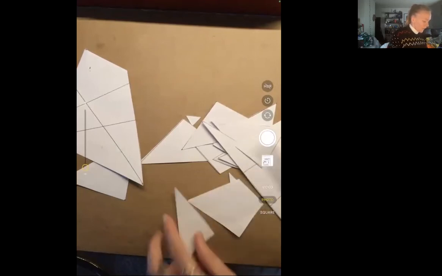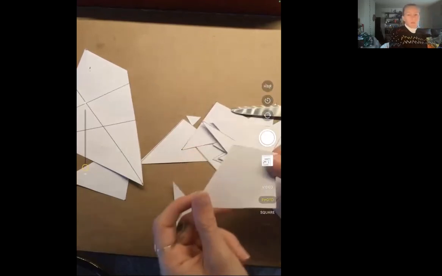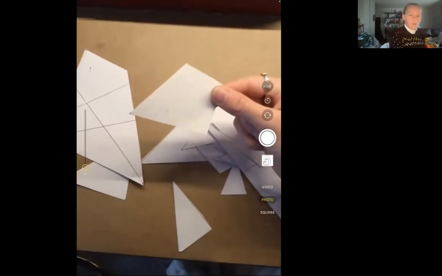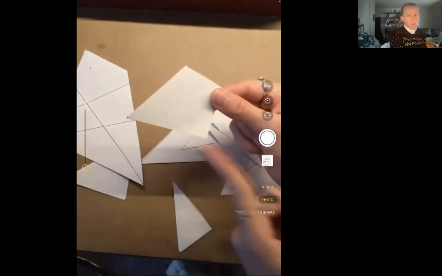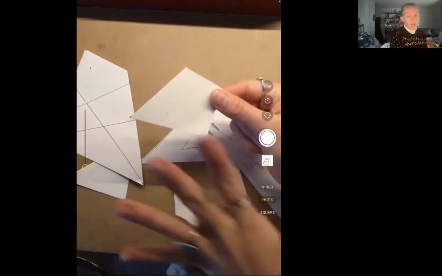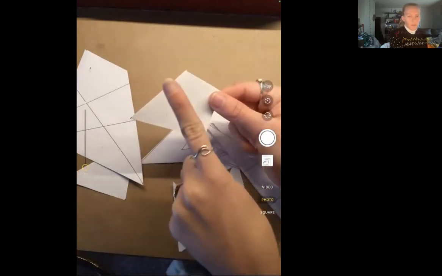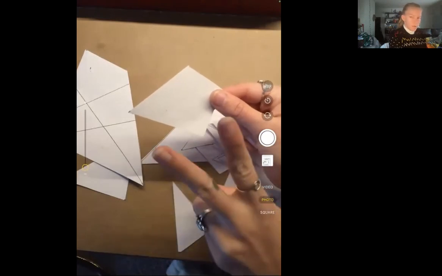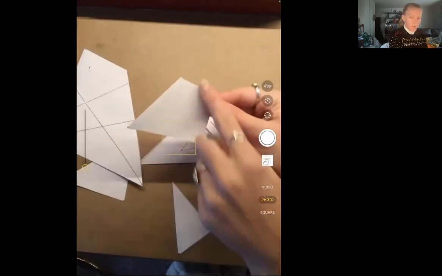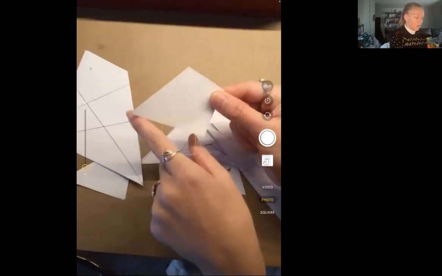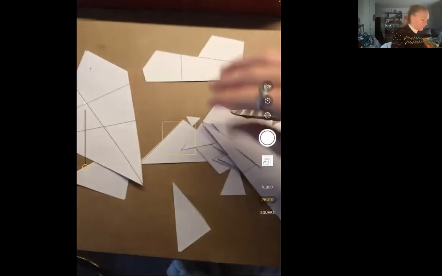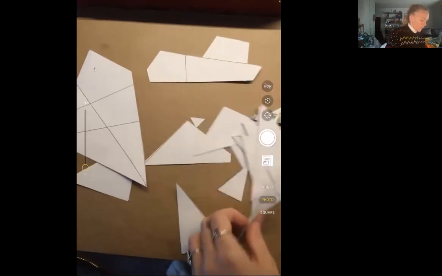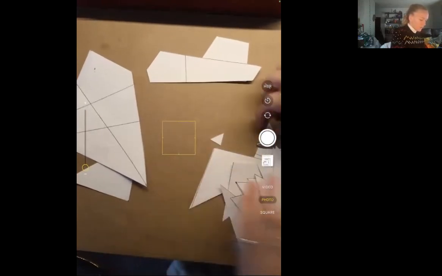Now, can I use this piece? Can I use this piece? How many sides does it have? Show me with your hands. How many does it have? Does it have one side? 1, 2. No, it doesn't have one. It has at least 2 sides. 3, 4. So I can't use it. I'm going to make a little junk pile. And then I have my triangles right here.